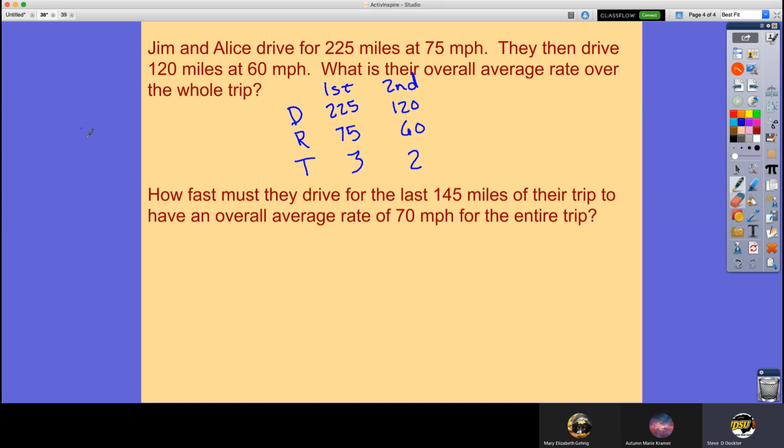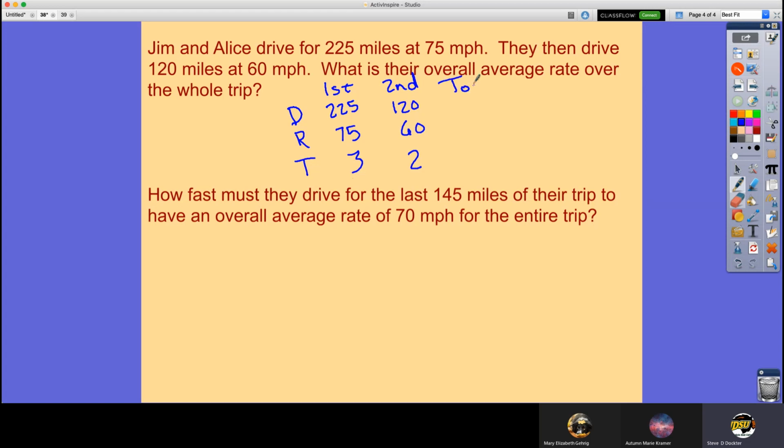All right, so what we want to find out here is their overall average rate. So what some people are going to try and do is they're going to say, all right, 75 and 60, those are my rates. I'm just going to average them together. And that would be wrong. Okay, and the reason is because we are not driving them for the same amount of time. If the time was the same, you could do that. But because they're different, we have to have a different game plan for this.